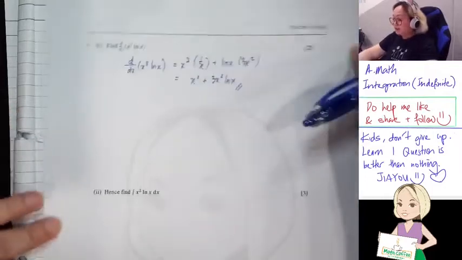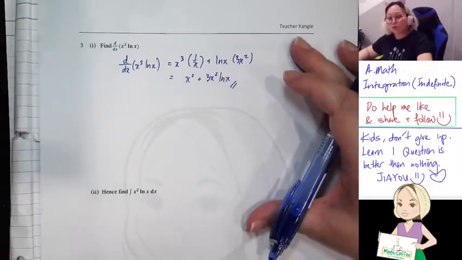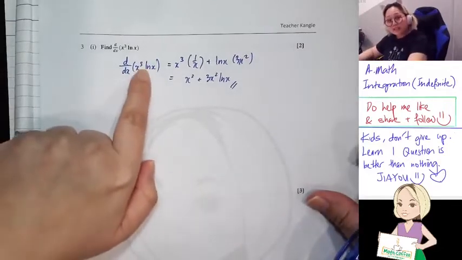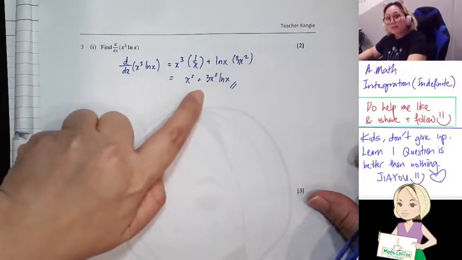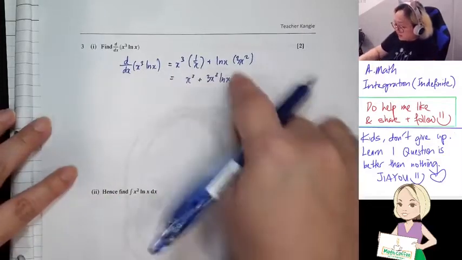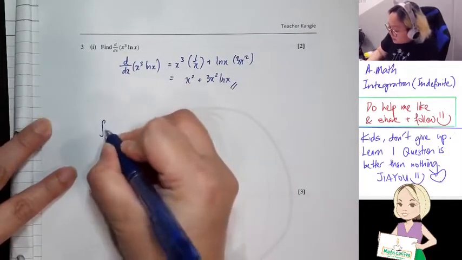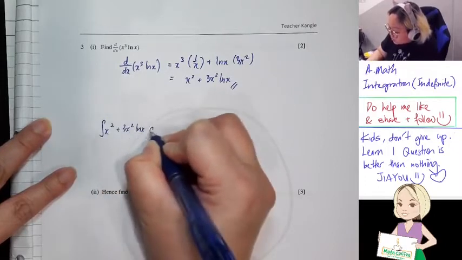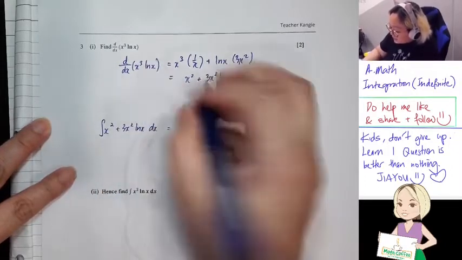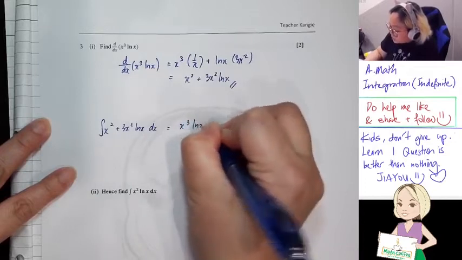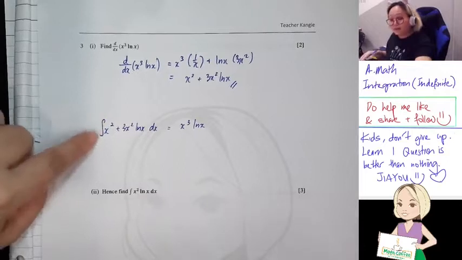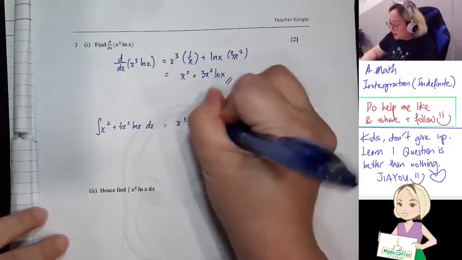Okay, so every time when they come out this kind of question, what you need to do is write for me the reverse. If I differentiate this, I get this. It means that I integrate this. See, it means that when I integrate x squared plus 3x squared ln x with respect to x, I get this. Agree? So you must always remember to write this reverse thing. And don't forget, because this is indefinite with no limits, so put a plus c there.